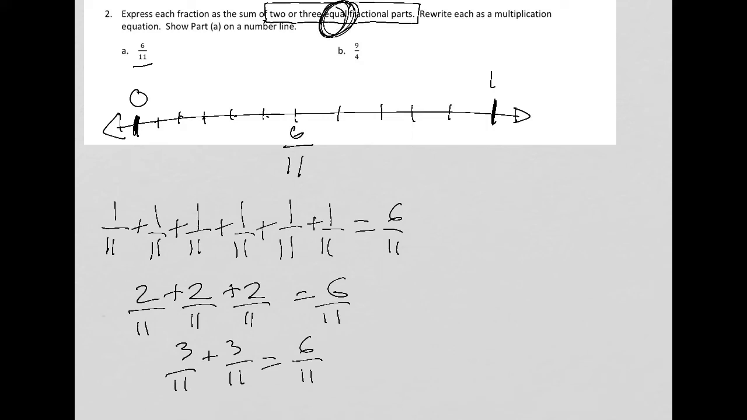They want equal fractions. Yeah, I can say that 5/11ths plus 1/11th is equal to 6/11ths, but that's not an equal fraction. I think these are all of my equal pieces that I can do.